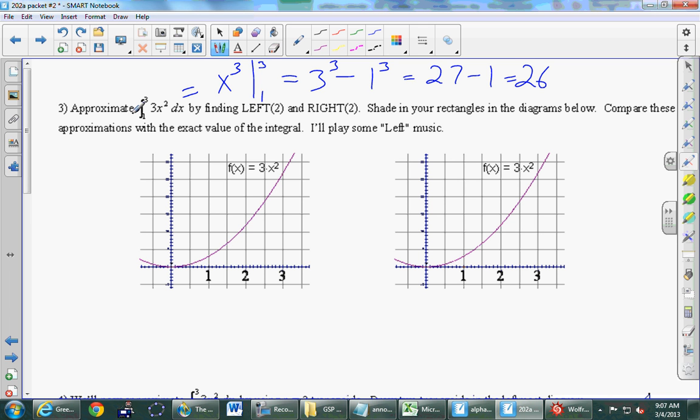So let's do this. We're going to find left of 2. The 2 tells you how many rectangles you're going to be drawing. You're going to be drawing 2 rectangles. We're still going from 1 to 3, so I'm going to draw some vertical lines here to indicate we're going between 1 and 3. If we're using 2 rectangles, that means we cut this space into 2 equal pieces. So where's the dividing line? Right there at 2. All right, that works out pretty well.